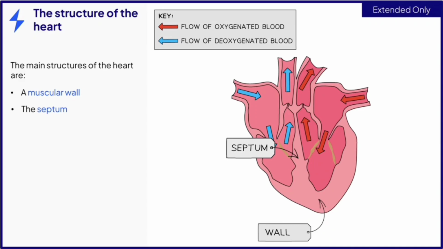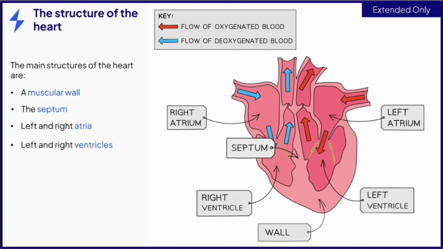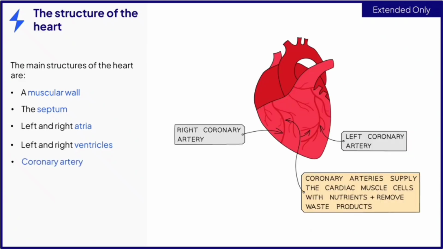The four chambers of the heart are named either the left and right atria, which are at the top, or the left and right ventricles, which sit underneath each atria. Each atrium and ventricle is separated by a valve to prevent the backflow of blood and keep it flowing in one direction. On the outside of the heart, you will find the coronary arteries.